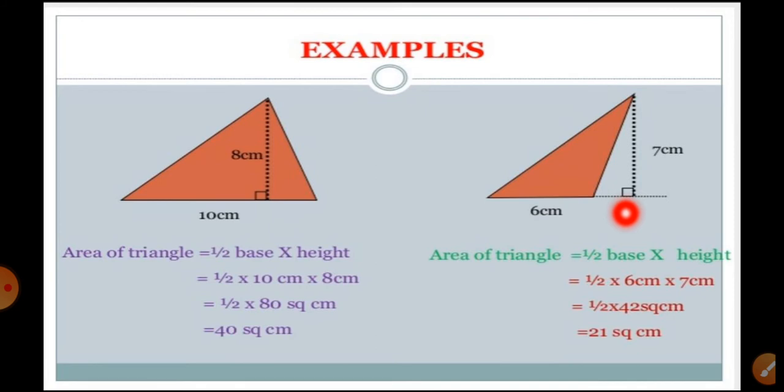Another example is given. Area of this triangle, base is 6 and height is 7. It is given. So, by the formula, half into base into height. Here base is 6 and height is 7. So, the answer is 21 square centimeters.